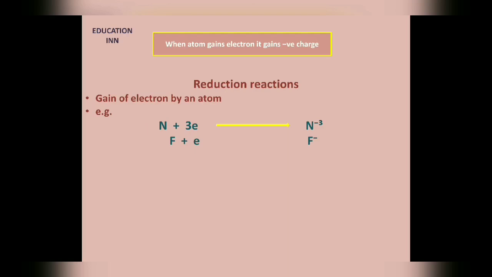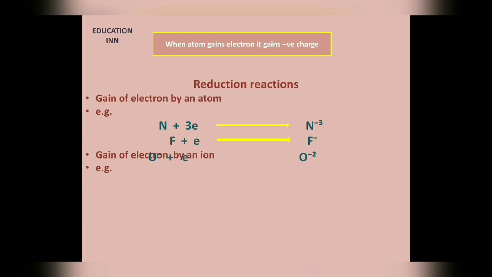Now see another unbalanced equation for fluorine. Fluorine belongs to group number 7 and can gain 1 electron to complete its octet. When it gains 1 electron, it produces fluoride ion, F minus 1. So this is also an example of a reduction reaction. Gain of electrons by an anion is also called a reduction reaction.